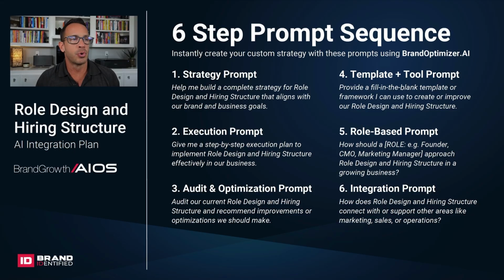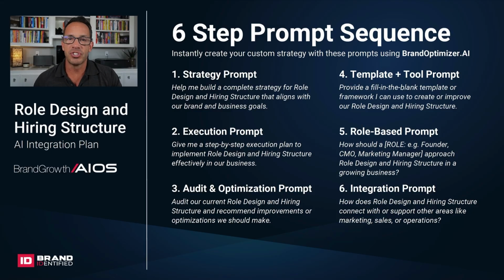So this moves us on to a 6-step AI prompt sequence that I've developed for you to help you instantly create your custom strategy using these prompts. And you can also use this over in BrandOptimizer.ai, that custom GPT. So the first prompt here is your strategy prompt, and that is: help me build a complete strategy for role design and hiring structure that aligns with our brand and our business goals.